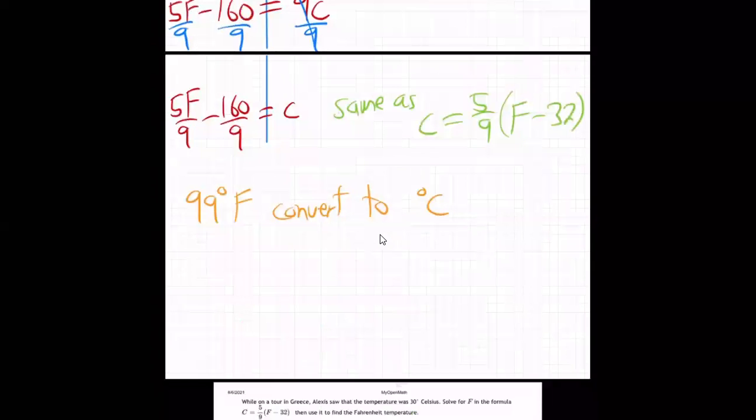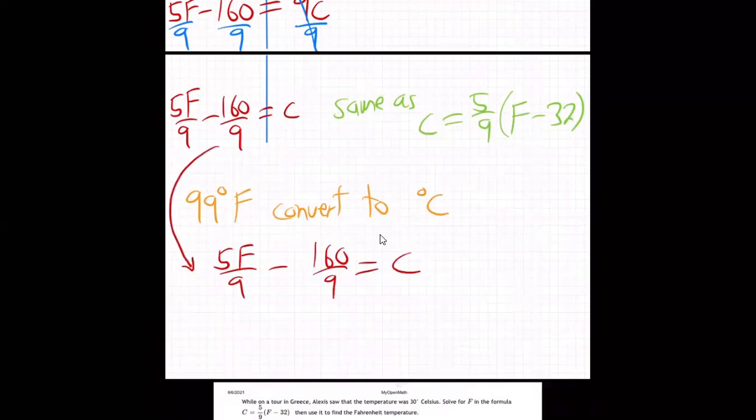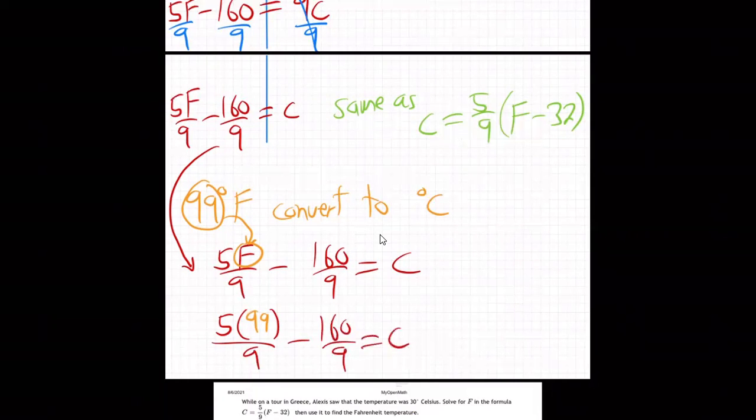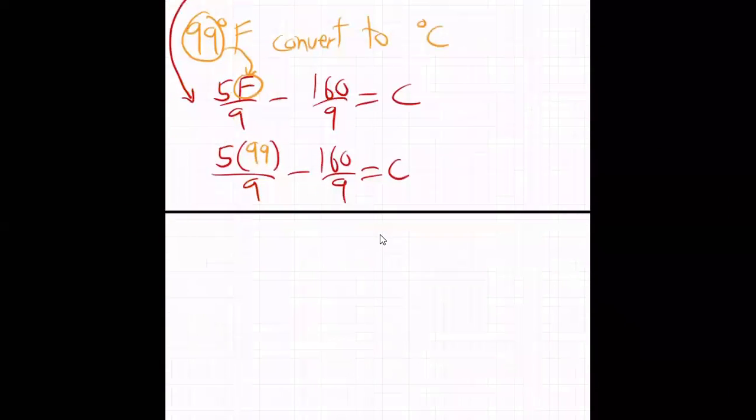Well, now we did all the work for this formula so that we can do that. So let's do it. Let me write out the formula we just obtained, this formula here. And now grab your 99 degrees Fahrenheit and plug it in right there for the F, for the Fahrenheit. Make sense? So 5 times, and then plug in my 99 degrees Fahrenheit over 9 minus 160 over 9 equals C. And then hit the buttons on your calculator.